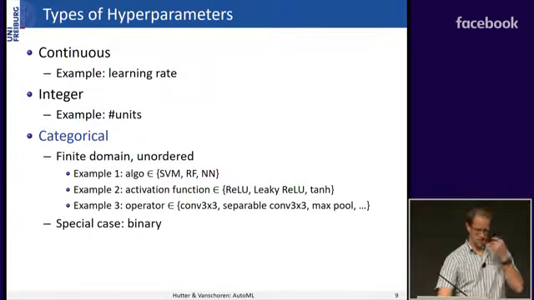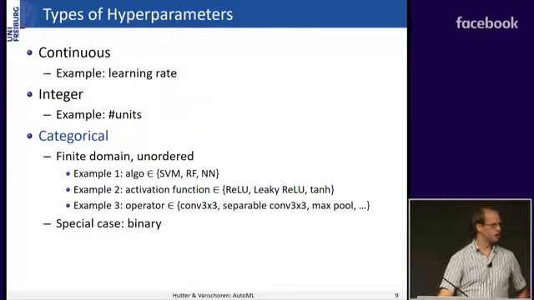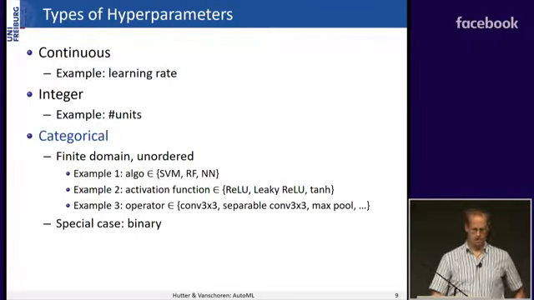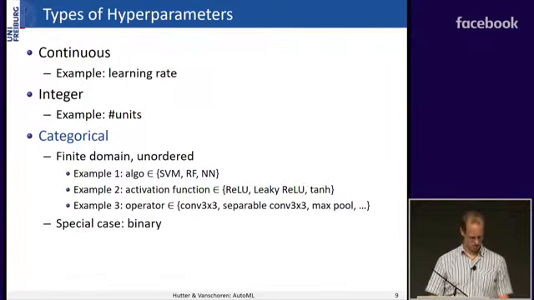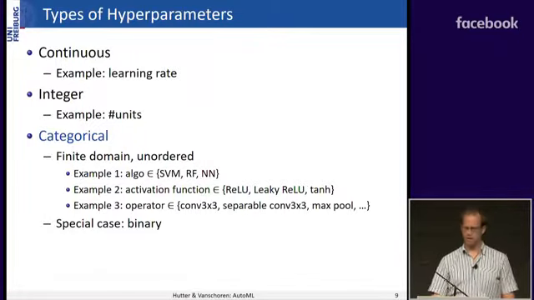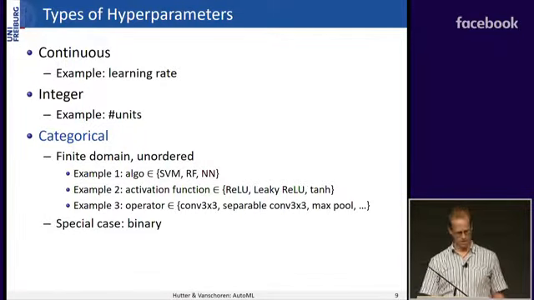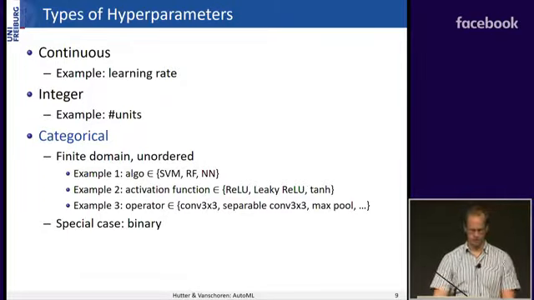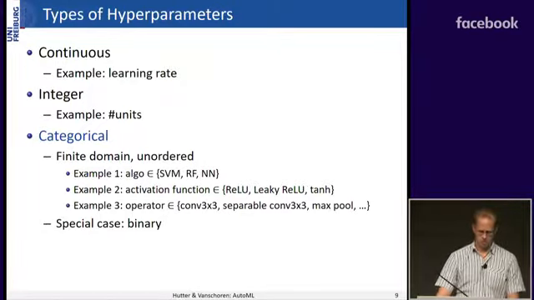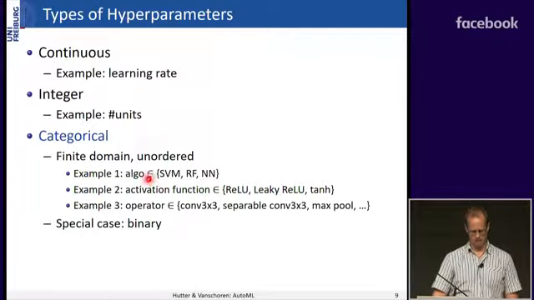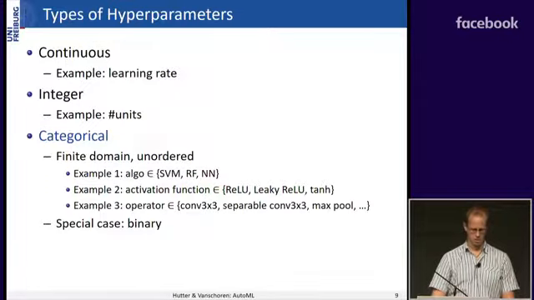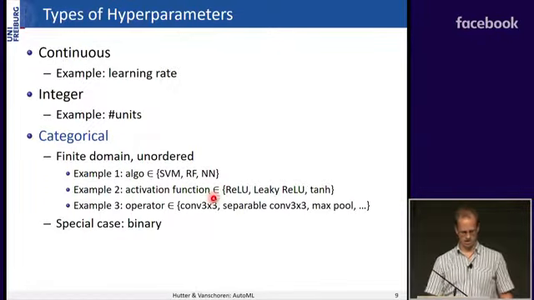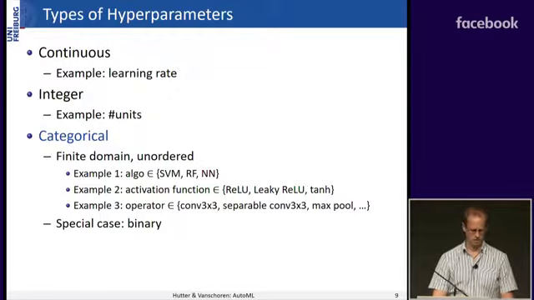All right. What are these hyperparameters? Well, there are continuous hyperparameters, of course, such as learning rates. There are integer hyperparameters, such as number of units. There are also categorical hyperparameters that are maybe a bit more interesting than continuous and integer ones. These categorical parameters are discrete, so we can't differentiate through them. They're finite domain and unordered. So some examples might be choosing between different machine learning algorithms, support vector machines or random forests or neural networks. Or you might choose activation functions in your neural net, such as ReLU, leaky ReLUs, or TANHs.